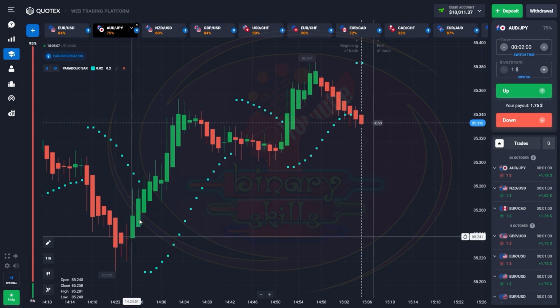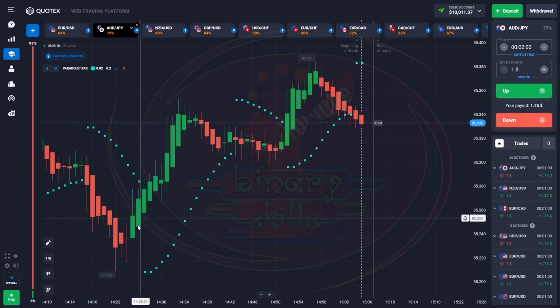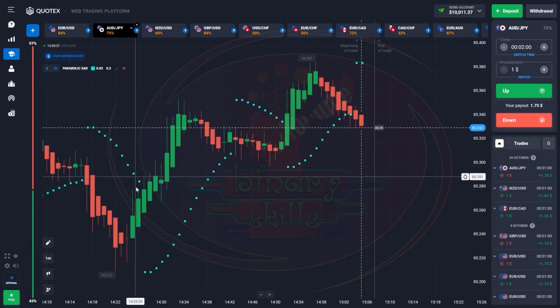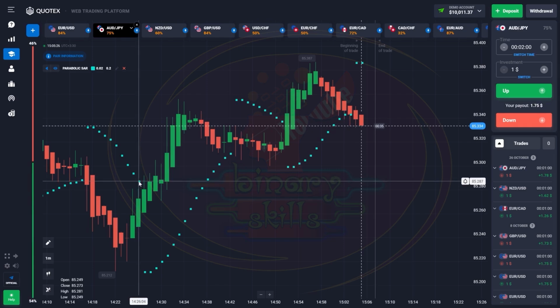The green candles have no lower shadow, and we see that the parabolic SAR dots are still above the green candles. Look at the last point of the parabolic SAR. It's marking dots above each candle. At this stage, we do not enter the trade.